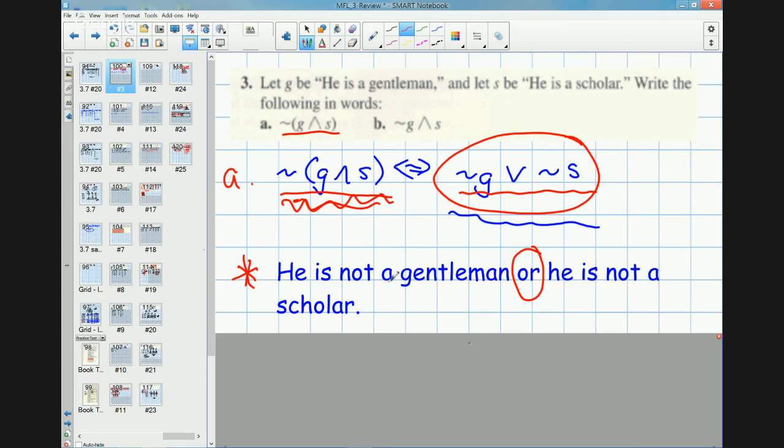So I just did A, not B, but that's probably enough, right? Yes. Okay. Yeah, this one is just: he is not a gentleman and he is a scholar. There's not as much challenge on part B. Another good question. Thank you for asking.